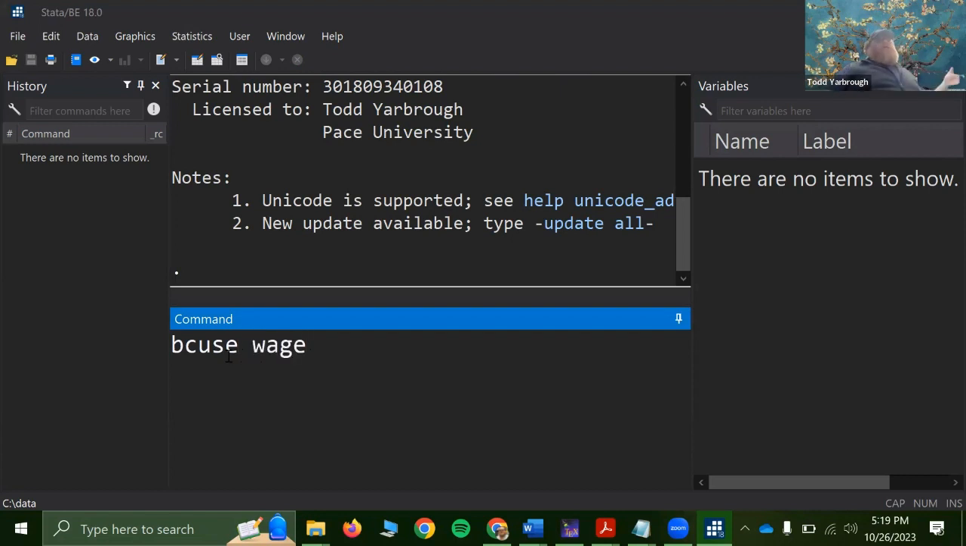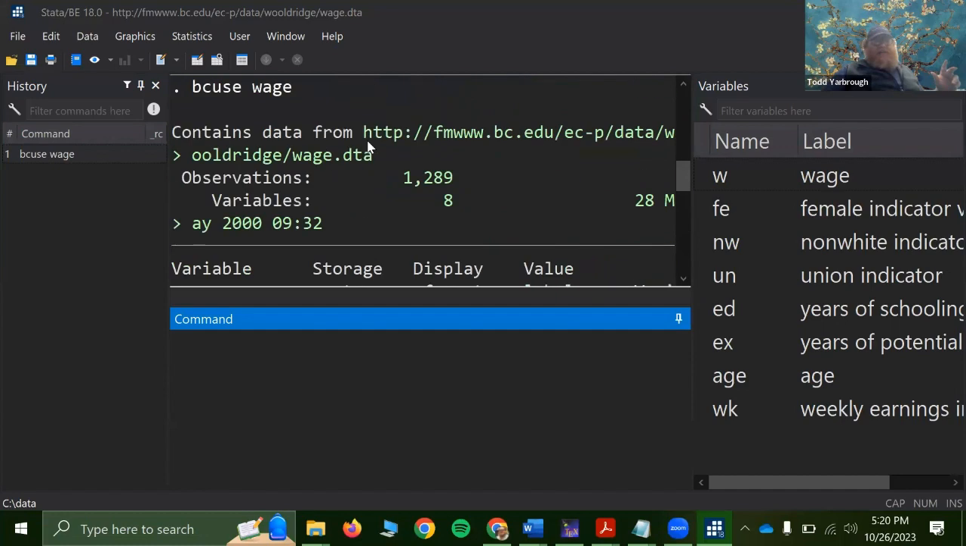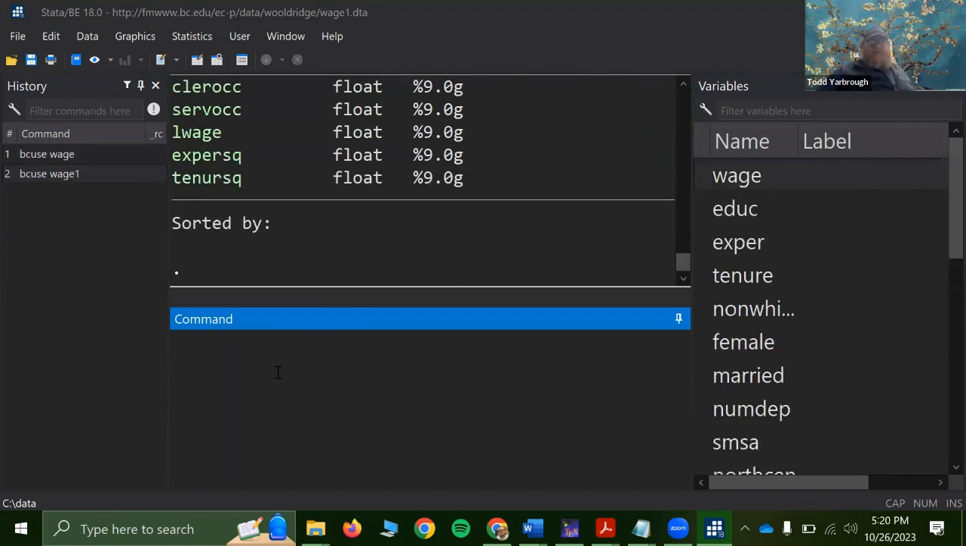Okay, so I'm going to use a data set called wage. Maybe wage one. I'm going to try wage, but I might get an error here. No, I didn't. Okay, great. So this is actually a different data set. Let me use the one that I'm used to. So wage one. There we go. That's the one.